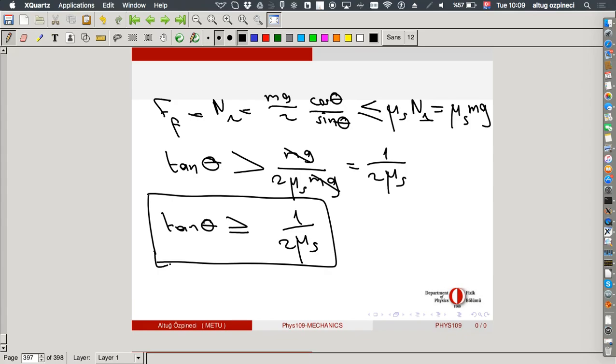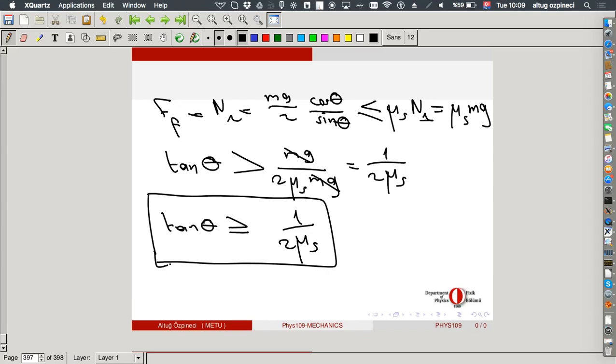So this condition should be satisfied. Let's see, does it make sense? Now, if the friction force is very large, if mu s is very large, so you have a surface that's really rough. From everyday experience, we know that even for small angles, let's say the surface of this one is rough, it will more or less stay. So even for small values of theta.